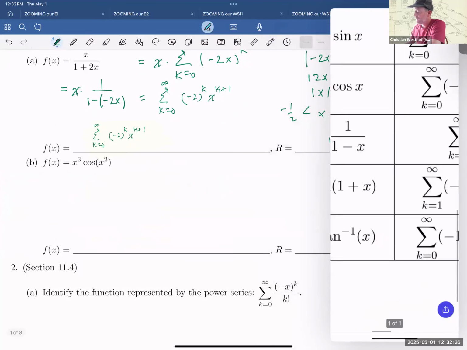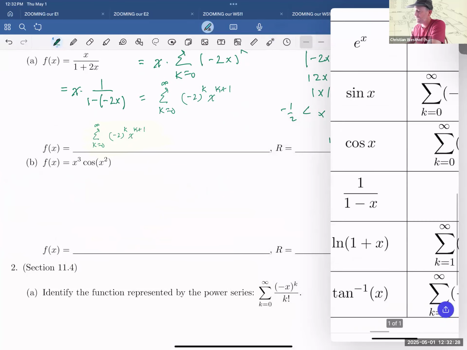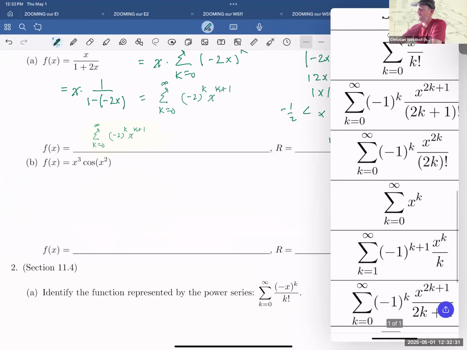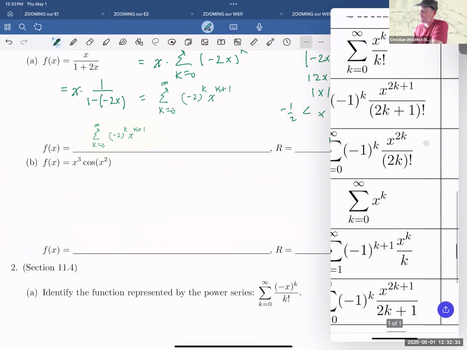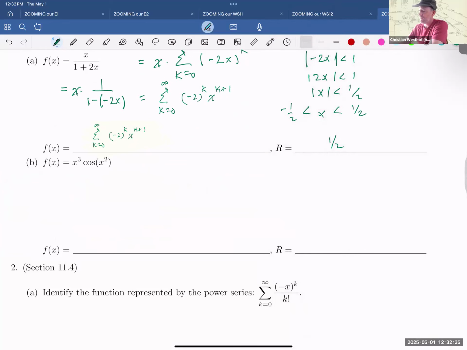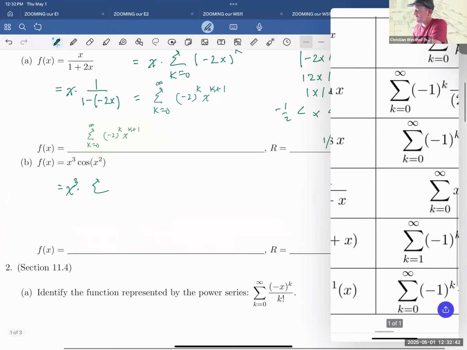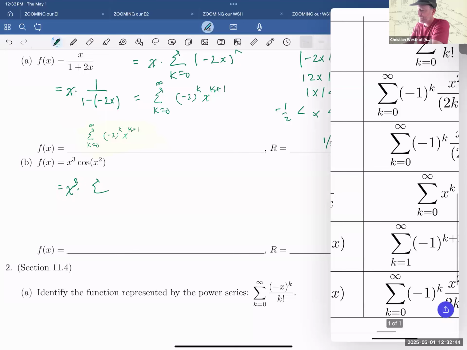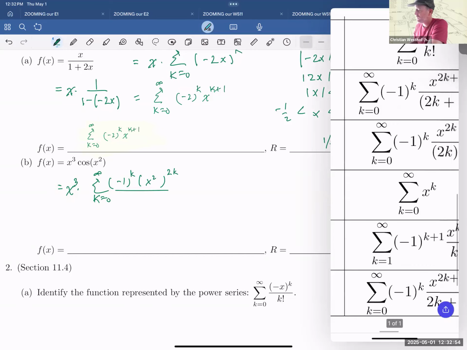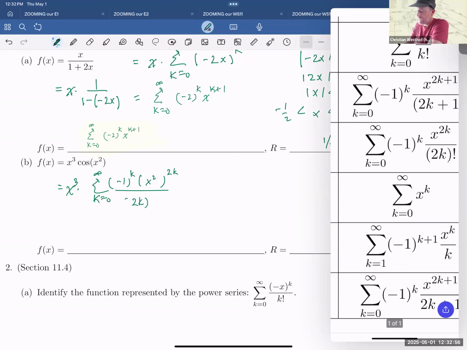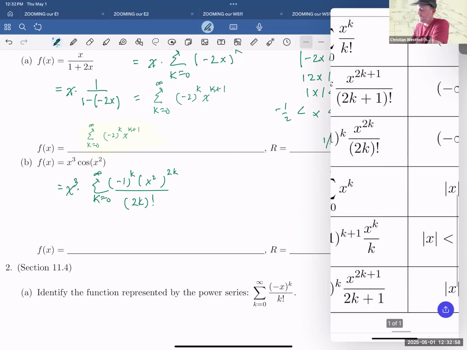Then x cubed cosine x squared. Here's your table. Cosine of an input is the sum of negative 1 to the k, input to the 2k over 2k factorial, for all x. So here our input, we would have x cubed times the series from 0 to infinity of negative 1 to the k, x squared to the 2k, all over 2k factorial, for all x.